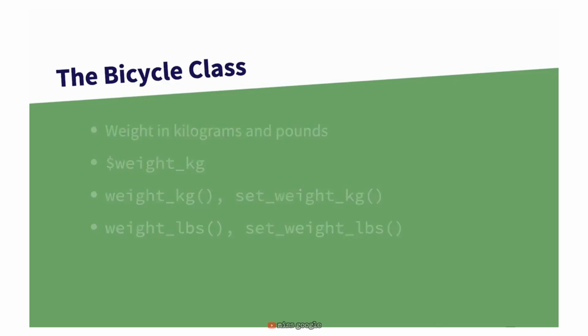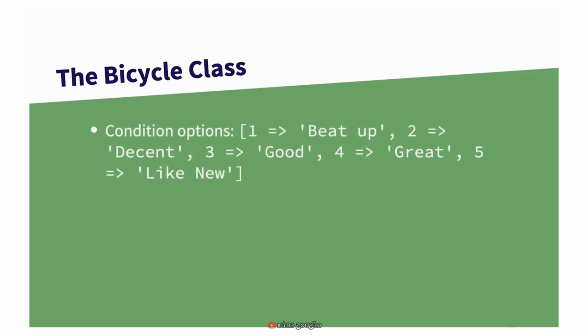It's a good review to make sure that you know how to do this kind of getter and setter activity on a property. We also want to store the condition of each of the bicycles. We want to rate them on a scale of 1 to 5. And each of those ratings from 1 to 5 actually has a name as well. If it's 1, it would be beat up. If it's 2, it'd be decent. If it's 3, it'd be good. 4 would be great. And 5 would be like new.